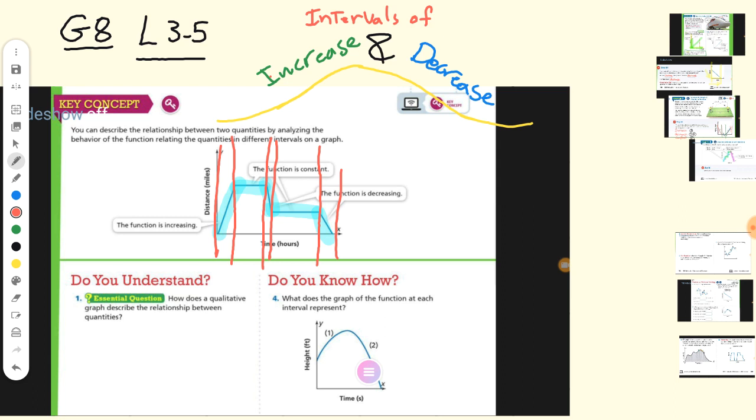What about example number 4? Actually, example number 4, I have 3 examples. What does the graph of the function at the interval represent? Interval 1, increase. Interval 2, decrease.